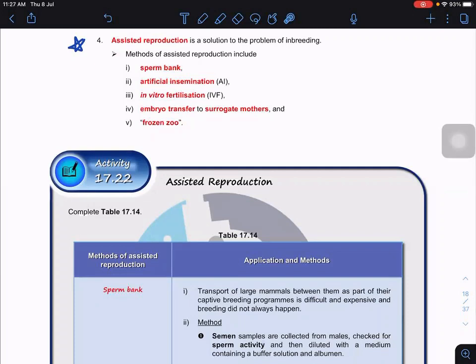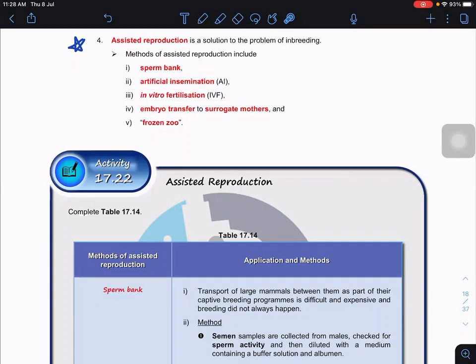So now what we can do is actually use a sperm bank. We can collect the sperm, store it, and we can do exchange. For example, we use the sperm of the tiger in the zoo in Malaysia, and then exchange it with, let's say, the tiger in Thailand, Indonesia, India, different zoos.